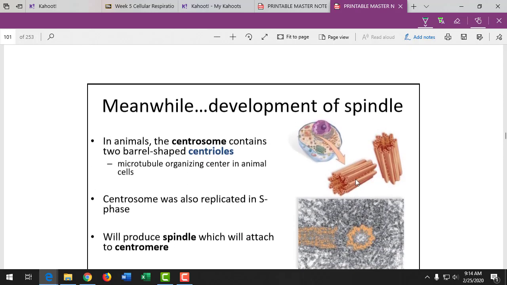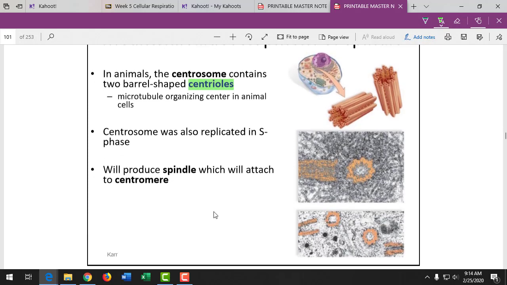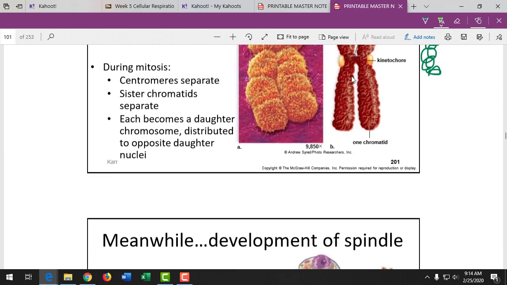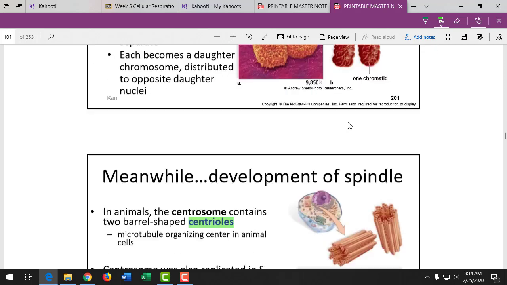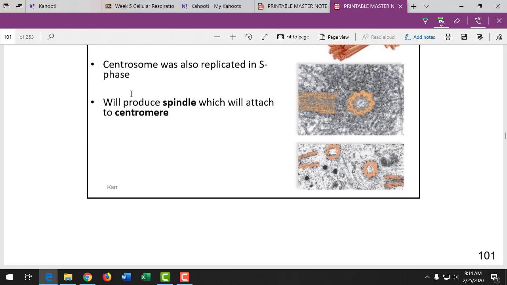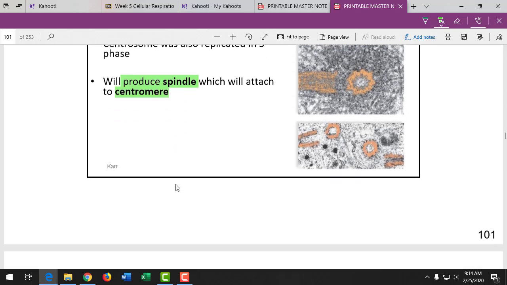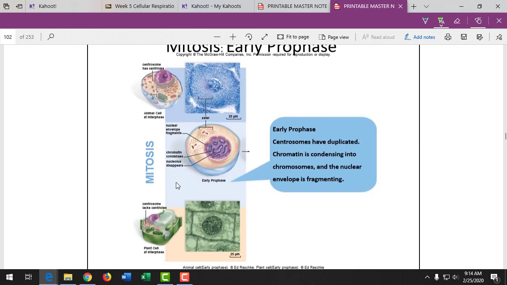Then we have these specialized organelles called centrioles. They are essential for making the spindle, and they pull apart these chromatids so each half of the cell gets a copy of DNA, one chromatid going to each side of the cell. The centrioles produce a spindle, which attaches to the centromere, specifically the kinetochore, and pulls those chromatids apart. So let's go to our worksheet.